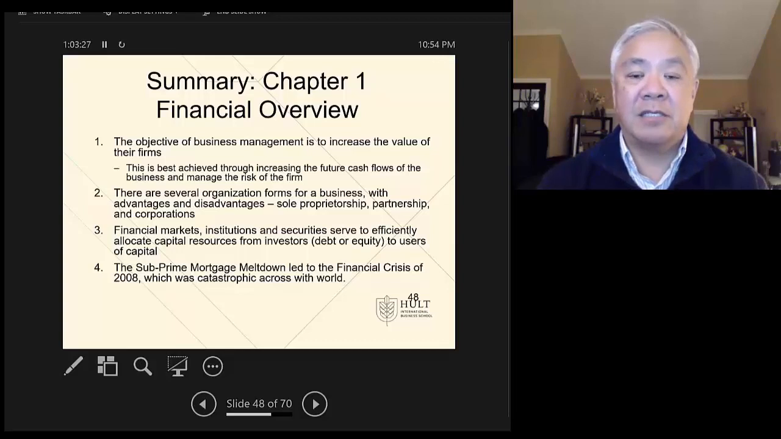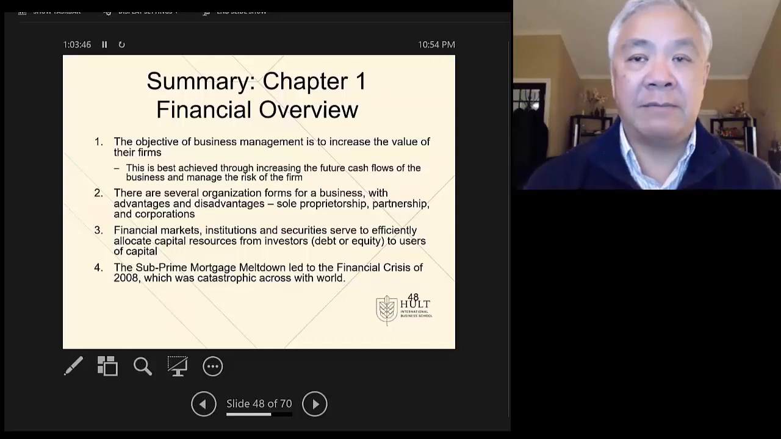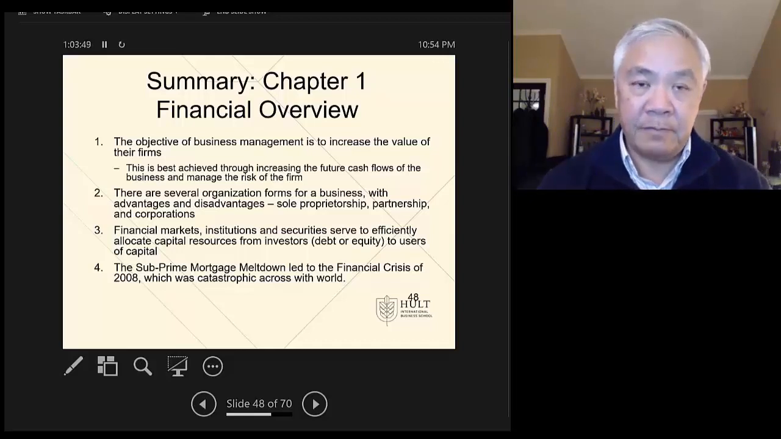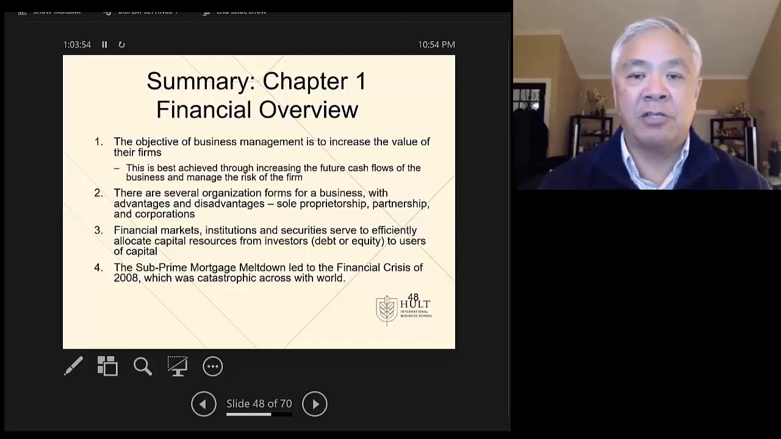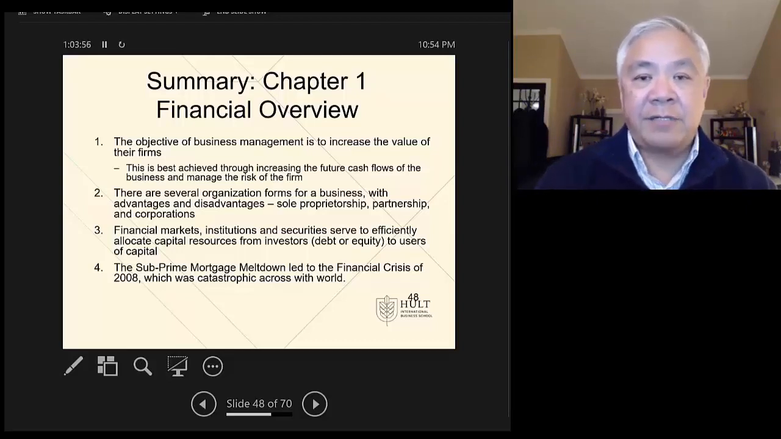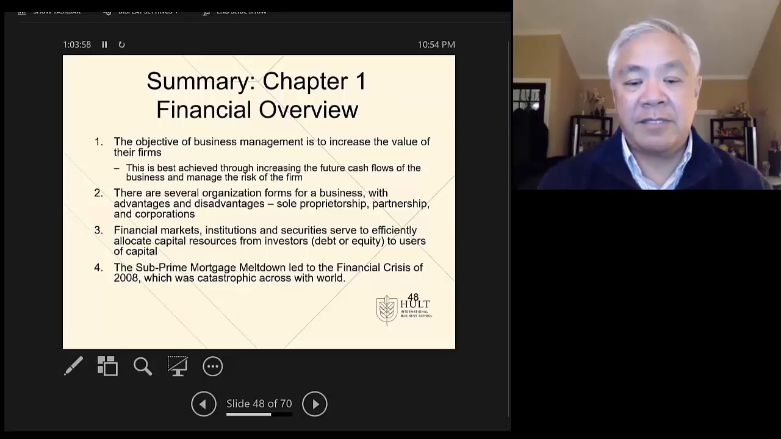And then financial markets and institutions create securities that serve to efficiently move money around from those who have money to invest, who are sources of debt or equity, to the users of capital, corporations or individuals. And the subprime mortgage meltdown led to the crisis of 2008, which was catastrophic, but we've recovered largely after 8 years from that horrific experience.